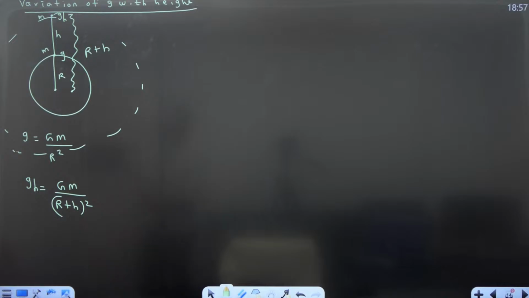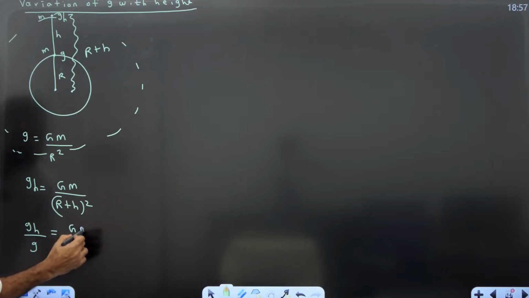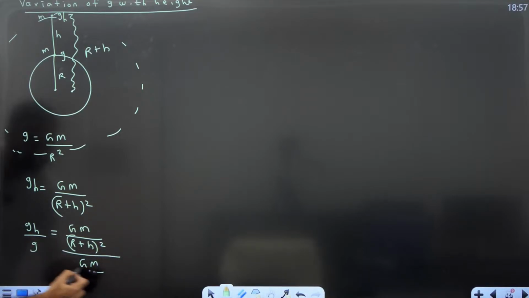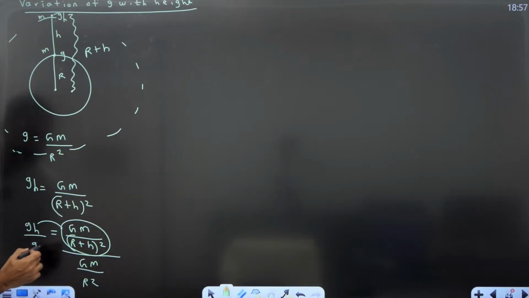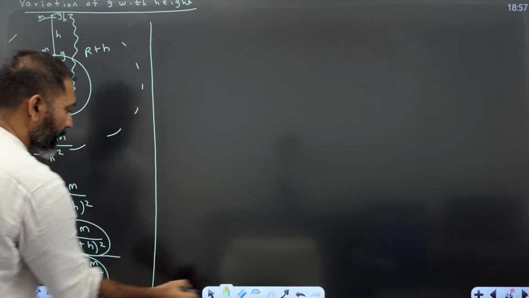So what is gh by g? gh by g is equal to GM by (R plus h) the whole square divided by GM by R square. So instead of gh I have taken this equation, and instead of g I have taken this equation. So let's continue.